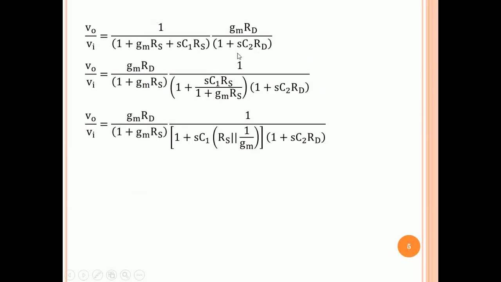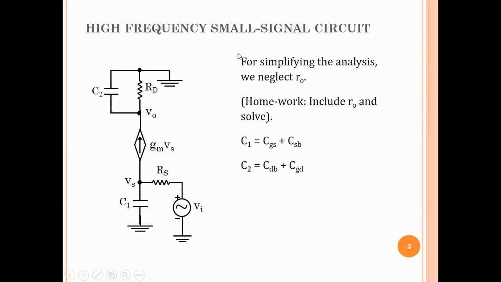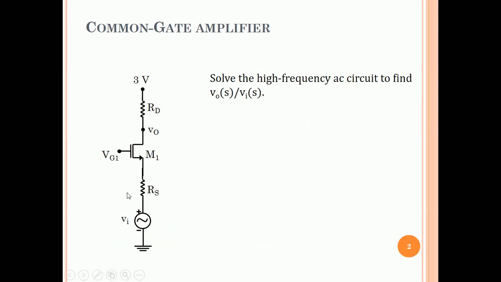So let's go back to this one. If RD, for example, is a PMOS, which is more often the case, then it will not be possible to ignore the RO of M1. But in this case, it is okay to ignore.